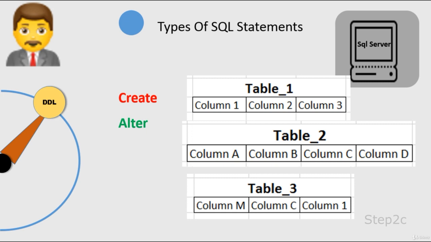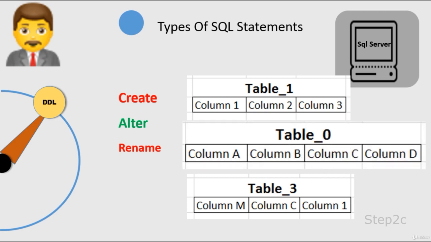Similarly, there is an option to rename. The rename command allows us to rename a database object. Say we have a table called table_2, and if we want to rename the table into table_0, we will use the rename command. So by using rename, we could rename the database object.